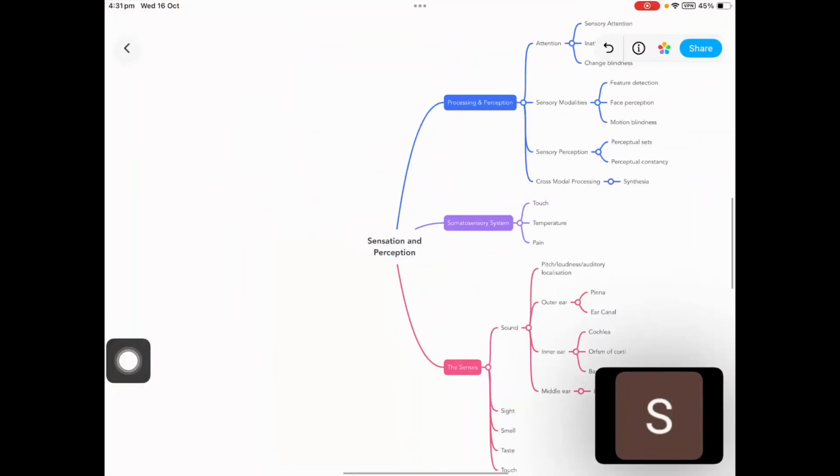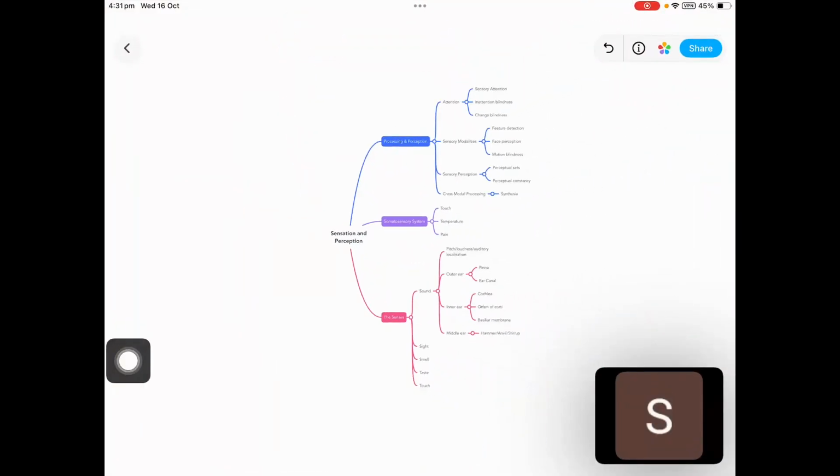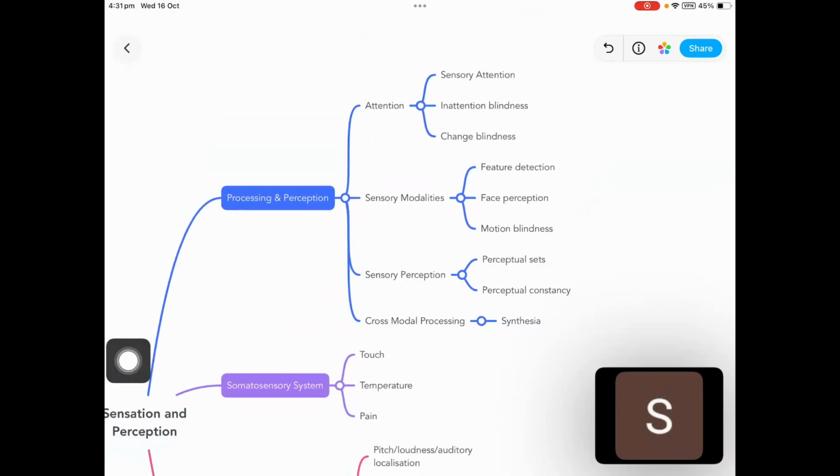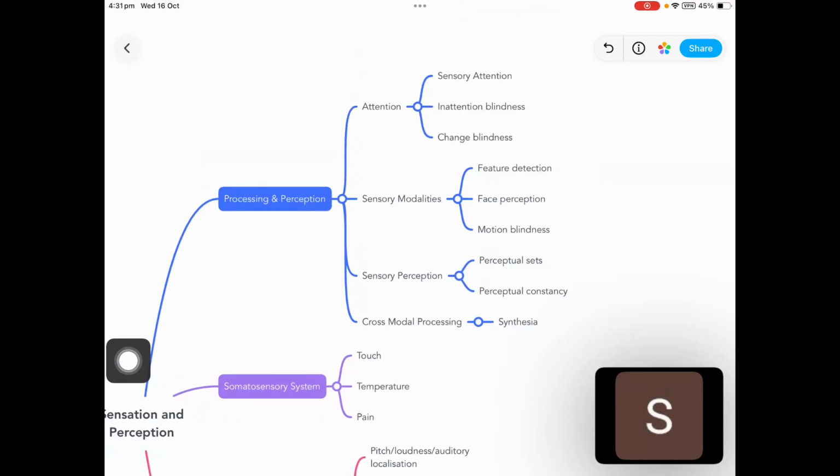This is my mind map on sensation and perception. With this mind map, I felt the need to split it into two main sections. The first being the processing and perception half, and then the actual senses themselves. When we're talking about processing and perception, there are a couple of key terms, things like attention, sensory modalities, sensory perception, and then a part of this is also cross-modal processing.